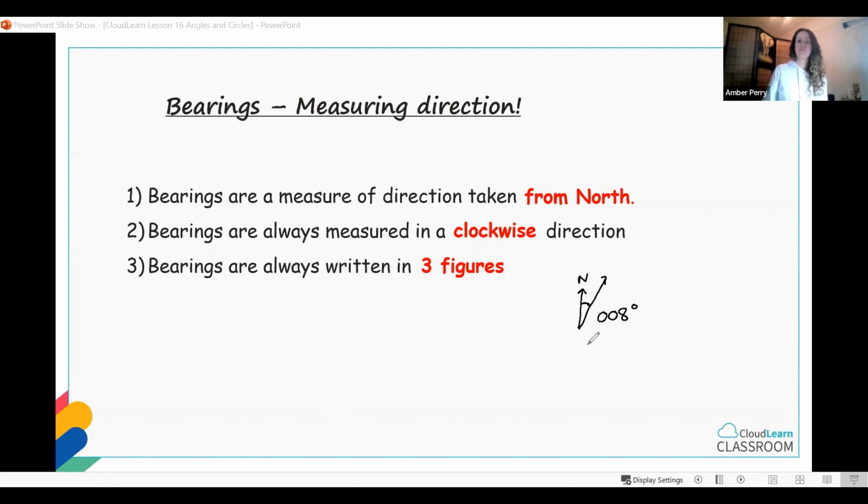I should have done 7, shouldn't I, just to get some James Bond in. But always measured and always written in 3 figures. So those are your 3 things that you need to know about bearings.